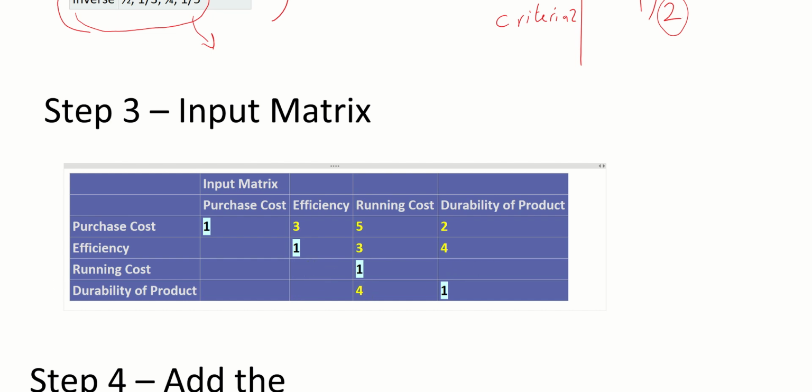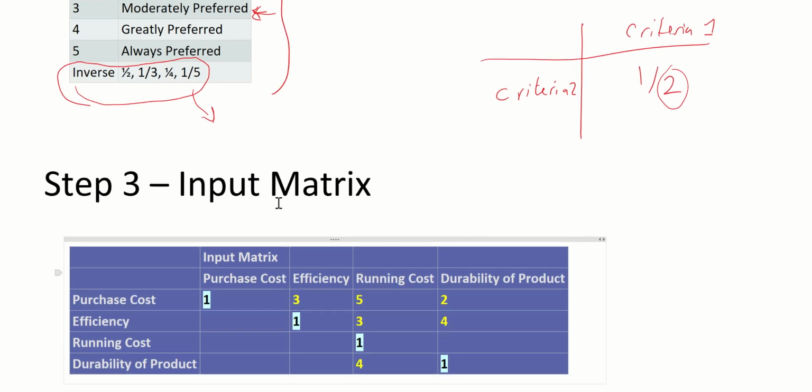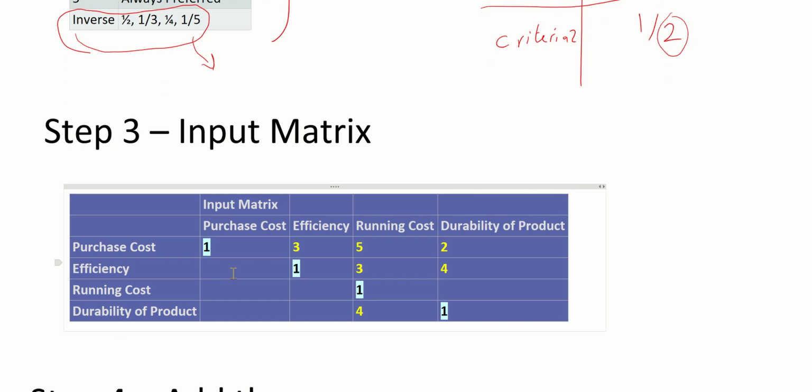Okay. So let's say we've gone through the first row, purchase cost. We've done that example. Let's move on to efficiency. Efficiency relative to purchase cost. So you don't prefer efficiency over purchase cost on that scale from 1 to 5. So what you do is you need to, so if that's not the case for purchase cost, you just move on.